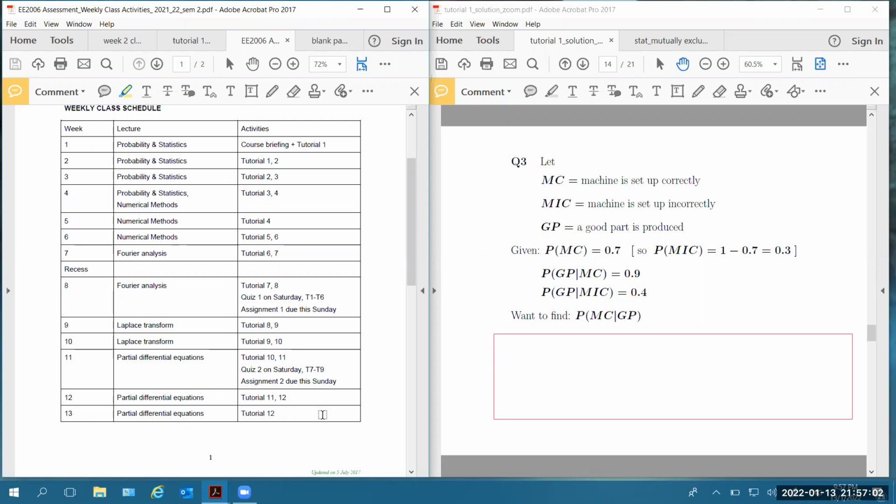No problem, right? After this, we will have tutorial as per usual. And then we will come to week 11. Tutorial still will be on, and that Saturday, we will have a quiz too. This one is a smaller quiz. It's only on tutorial 7 to tutorial 9, so that means Fourier analysis and some Laplace transform.